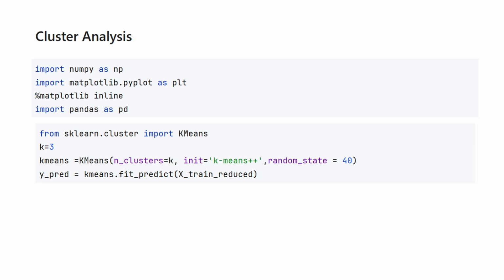Recall from the previous presentation that principal component analysis transforms the original variables into principal components. Here we use X_train_reduced, which consists of the PC1 and PC2 scores from that earlier PCA projection, as the input for the k-means clustering algorithm. kmeans.cluster_centers_ returns the coordinates of the cluster centroids in the feature space used for clustering.